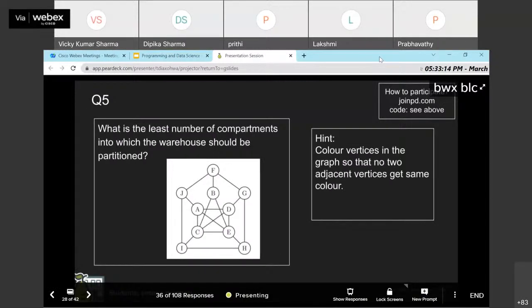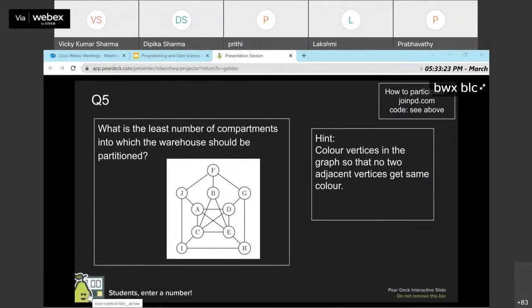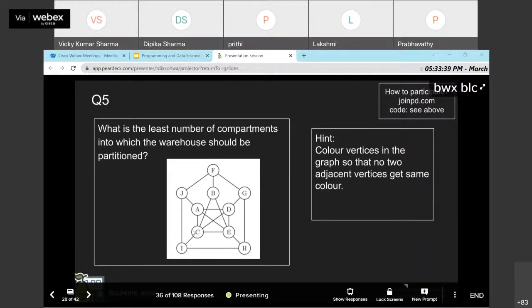Yes, sir. J, B, D, H goes to one compartment. A, I, G goes to another compartment. E, F, the third compartment. C is the fourth compartment, because C is connected to A, D, E, I. So C should be the fourth compartment. There should be four compartments minimum. All right. Okay, yes, you got the answer right.